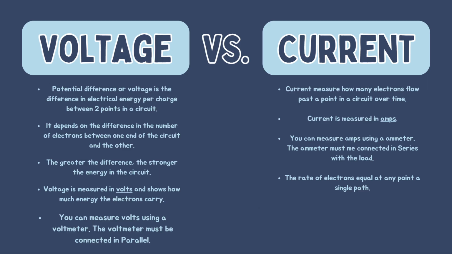Think of a circuit like a water system. Voltage is the water pressure. It pushes the electrons through the circuit, just like water pressure pushes water through a pipe. Current is like the flow rate of water. It measures how much water is flowing through the pipe at a given time, just like current measures the number of electrons flowing through the circuit.